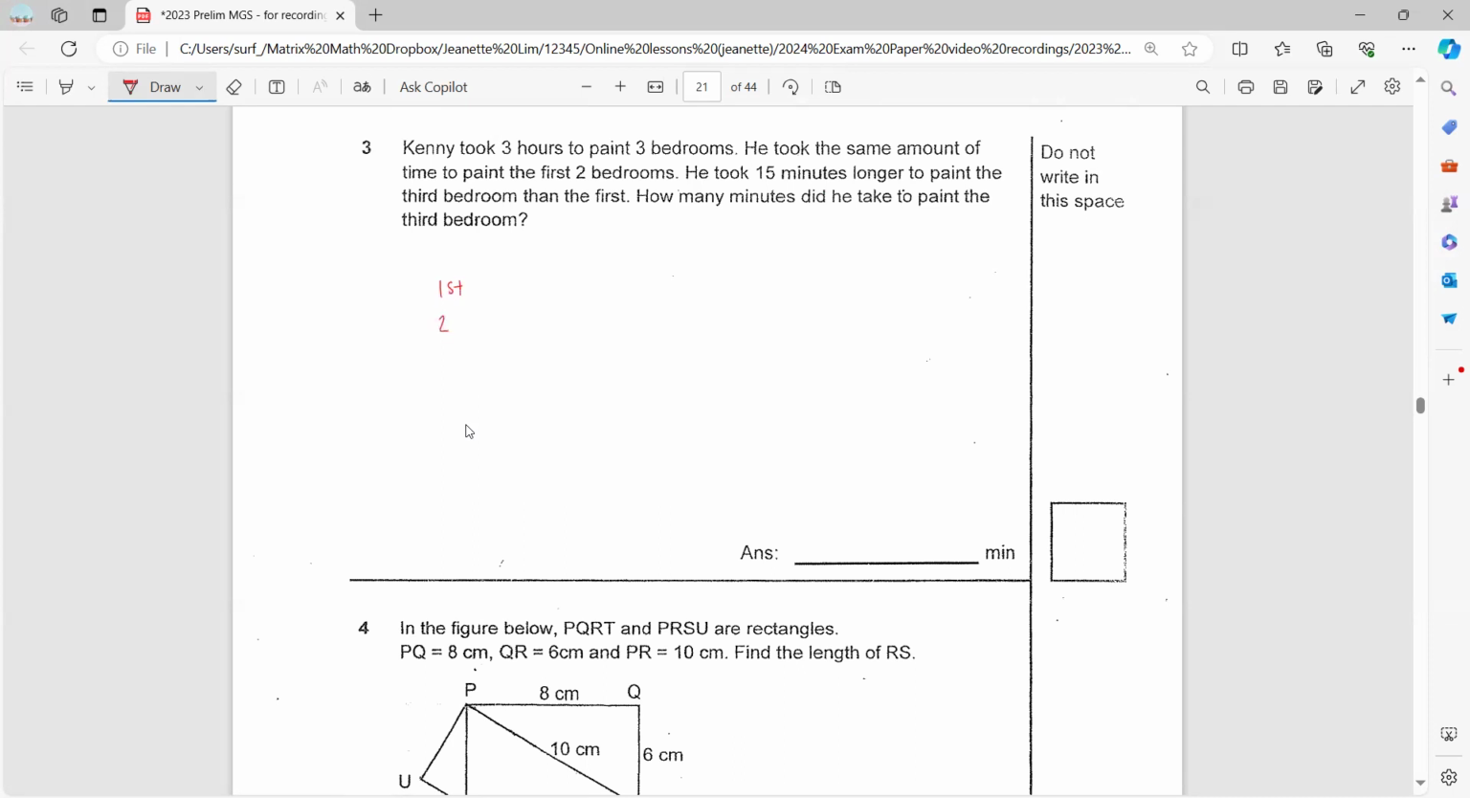So if I were to draw a model, it will look something like that. First and second, same amount of time, but for the third one, it's an extra of 15 minutes. And the total time taken to paint all 3 bedrooms is 3 hours, and 3 hours is 180 minutes.